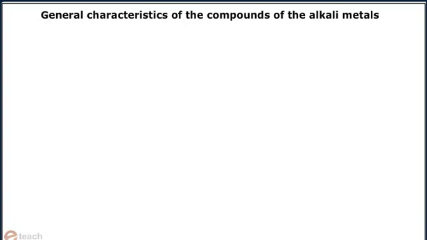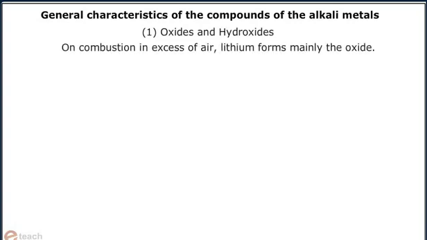General characteristic of the compounds of alkali metals. First, oxides and hydroxides. On combustion in excess of air, lithium forms mainly the oxide. 4Li + O2 gives 2Li2O, which is a white granular powder.